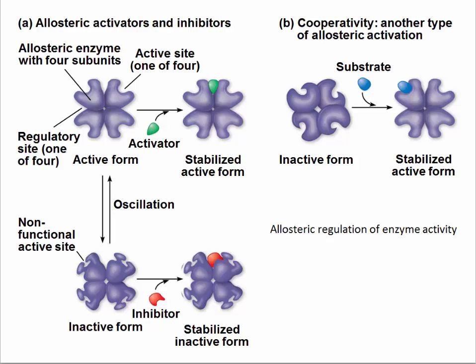And on the right-hand side, what you see is another form of allosteric regulation, cooperativity, where you see the inactive form of the enzyme, and you see a substrate binding to it, and you get a stabilized active form.